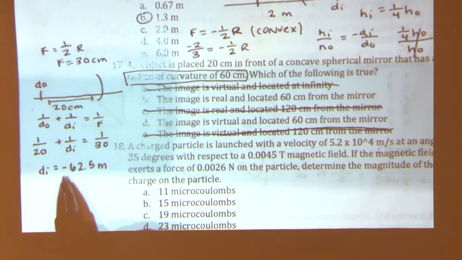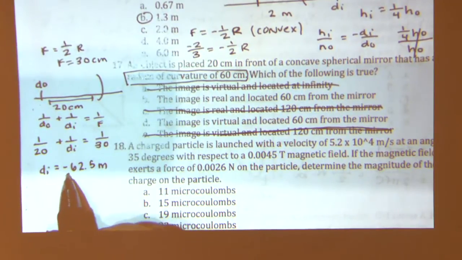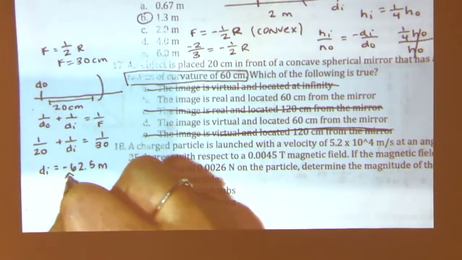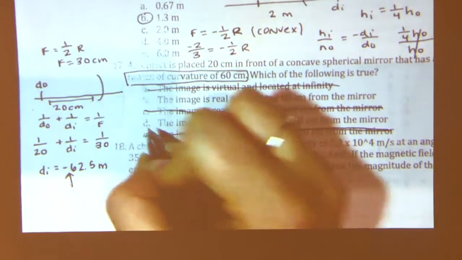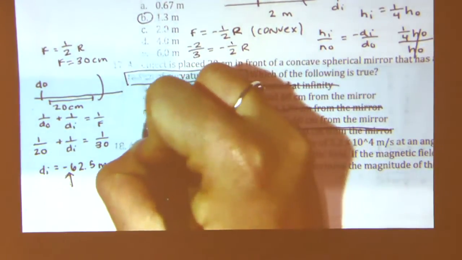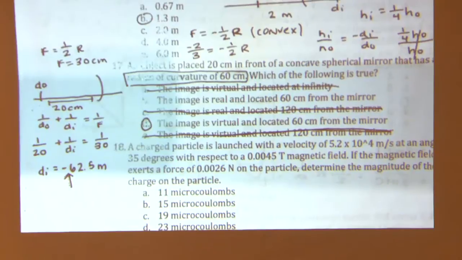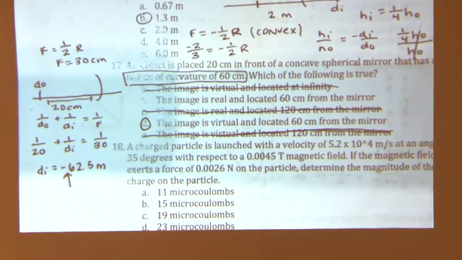So this negative right here in the d_i tells us that the image is virtual because it's behind the mirror. If it was in front of the mirror, then it would be real. So that would be D, the image is virtual and located 60 centimeters from the mirror.